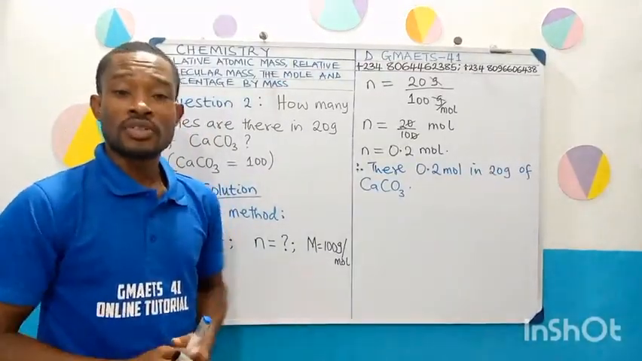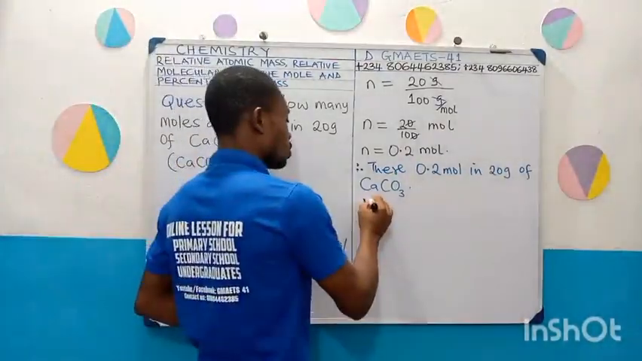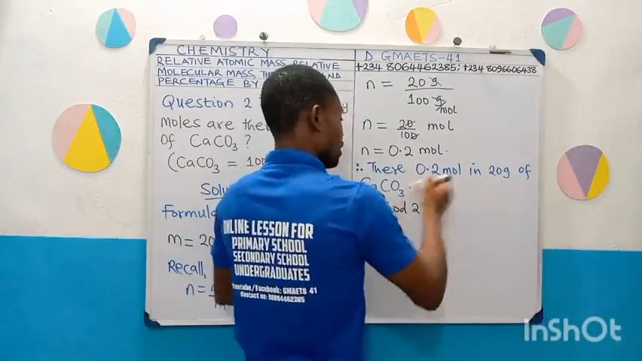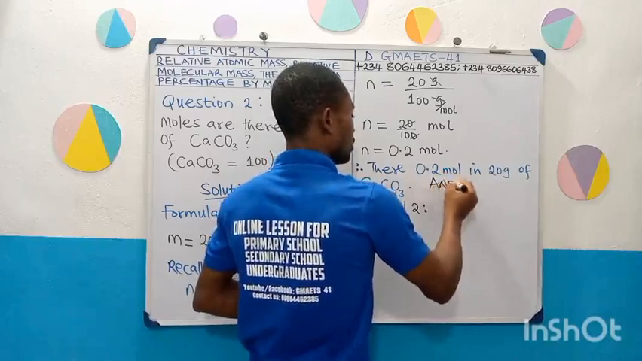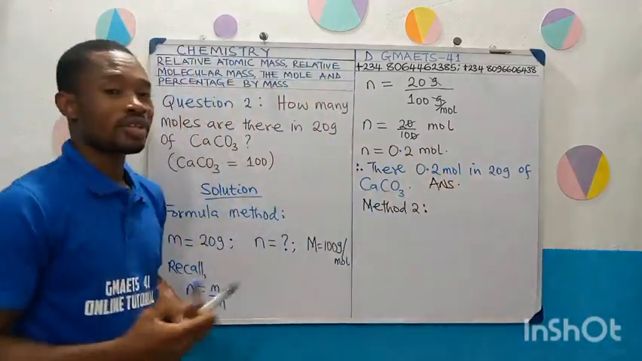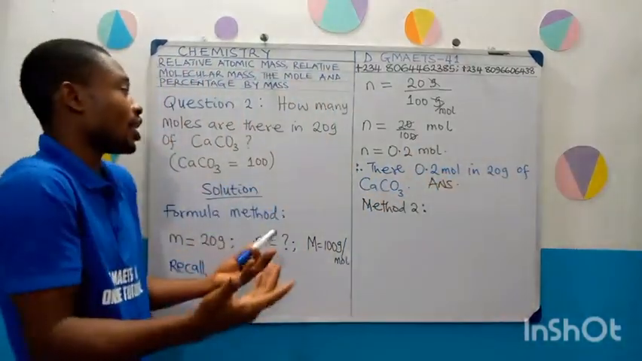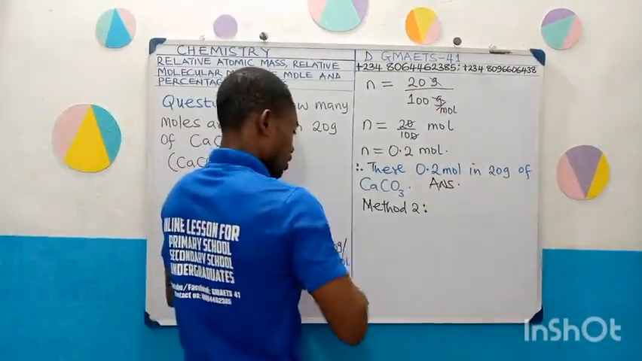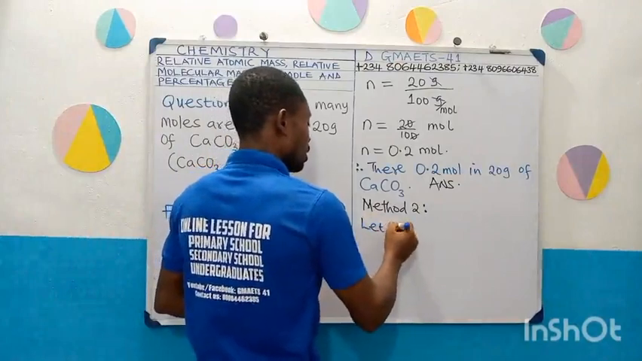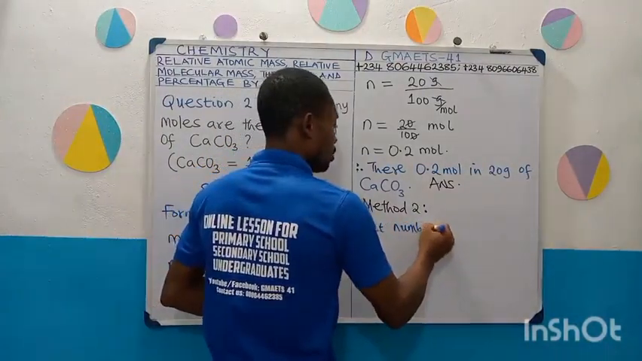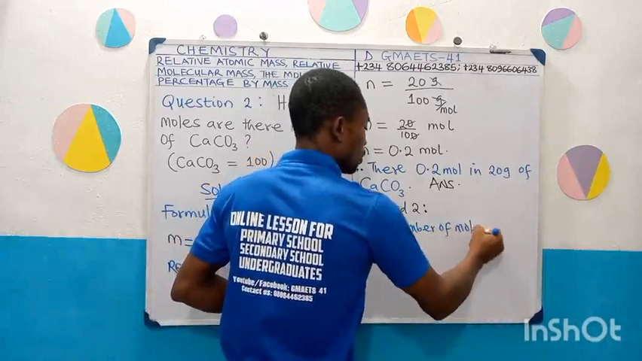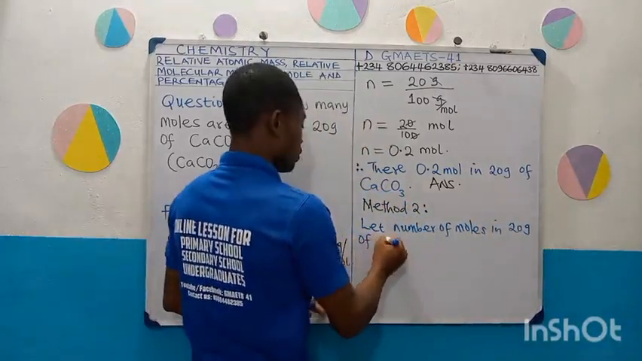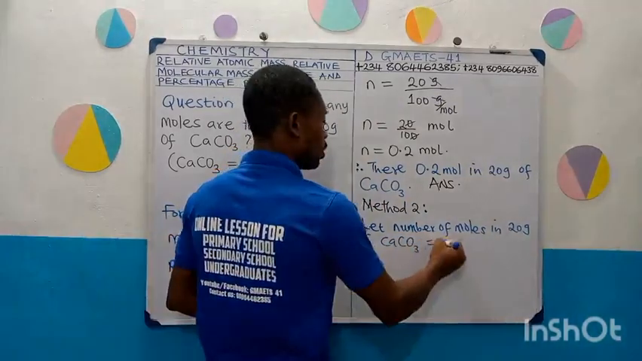Let us use method 2, the analysis method. Here we have gotten our answer, just put that. Now method 2. In method 2, all we need to do is to say, okay, how many moles are there in 20 grams? We don't know. Let the number of moles in 20 grams of calcium trioxocarbonate 4 be equal to X.